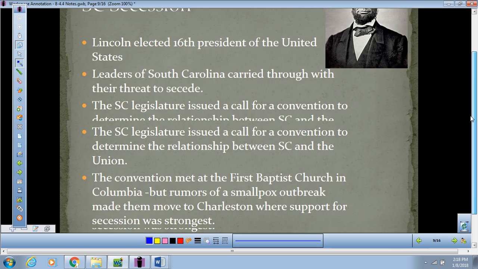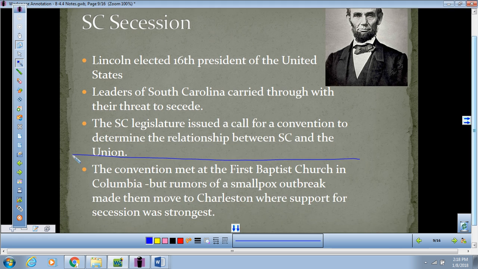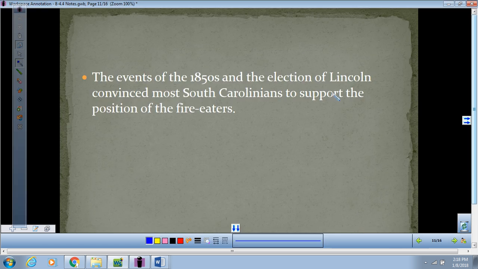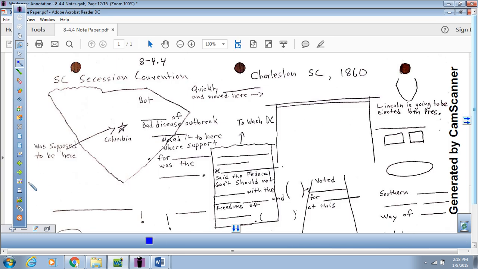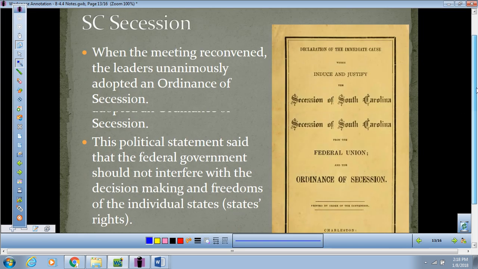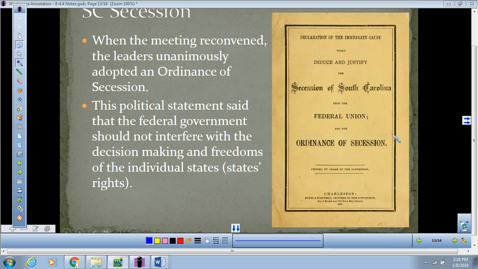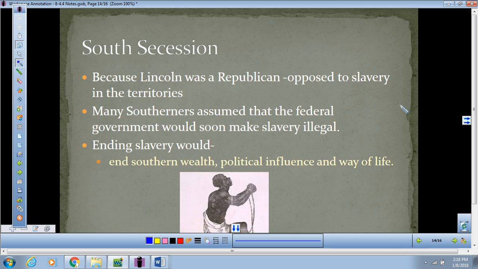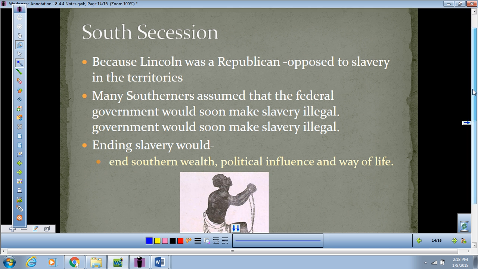So, this is all about Lincoln being elected 16th president. This is all about the convention being moved. I already said that. Here's the South Carolina Ordinance of Secession. Abraham Lincoln got this on his desk, said, there's a letter for you, President Lincoln. Congress read it too, I'm sure. And it said that South Carolina said they're divorcing us. They are breaking away. They are seceding.